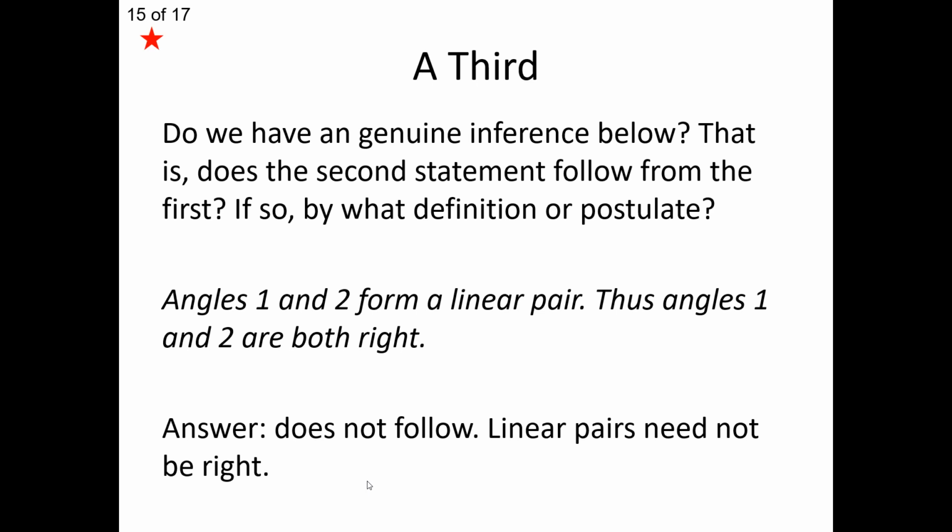So that means I go back to my first statement. Now, let's say I fix this. Let's say I said angle 1 and angle 2 form a linear pair. And then I said, thus, angles 1 and 2 are adjacent. Then you could definitely say yes, it does follow, because from the definition of linear pair, we know that the angles have to be adjacent. So that is something I can make a proper, genuine inference of.